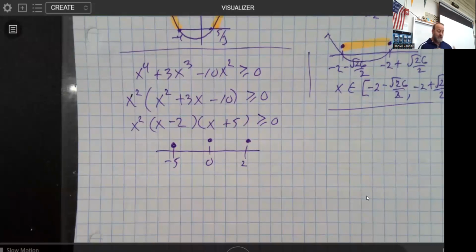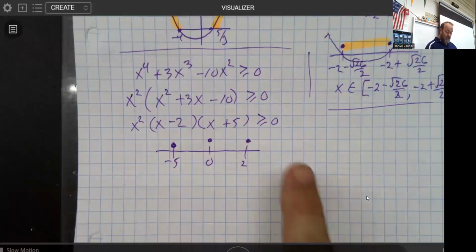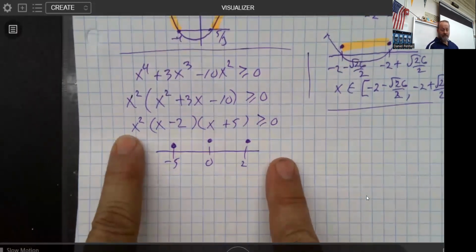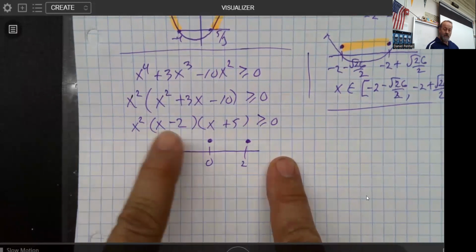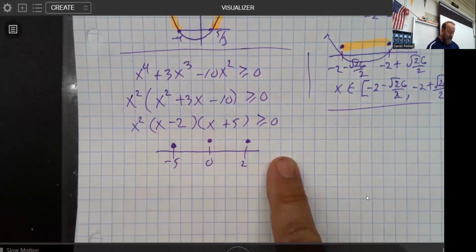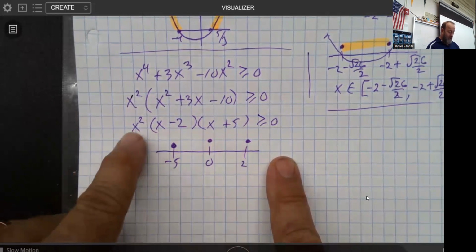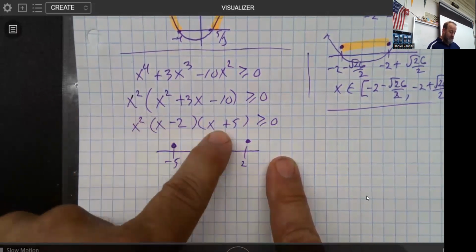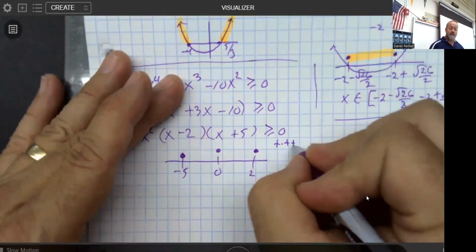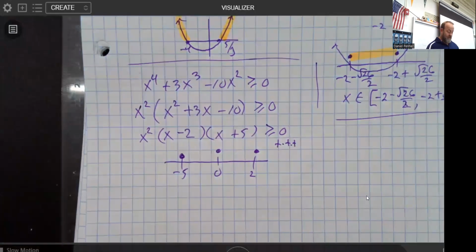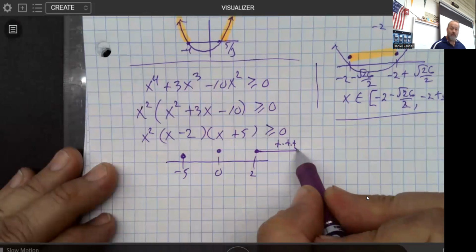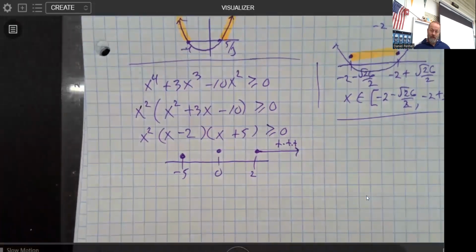And then again, if we try a number to the right of 2, like 6 or 10 or 100, that term is positive. 10 squared is positive. 10 minus 2 is also positive, and 10 plus 5 is positive. See, any number that I plug in, 10, 50, 100, each one of these three pieces is positive. So if we took the product of those three positives, I know I'm going to get a positive answer. And this is actually saying that's what I want. So all of these numbers will be true. They're going to be part of that region.